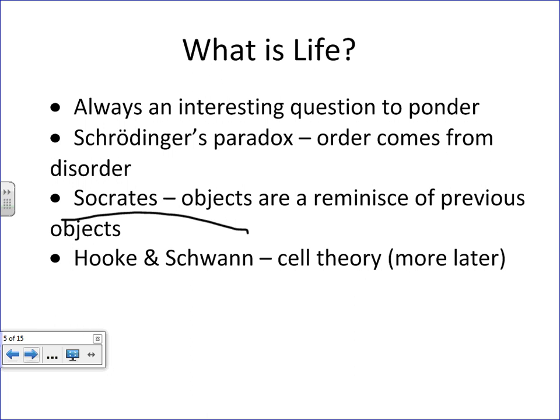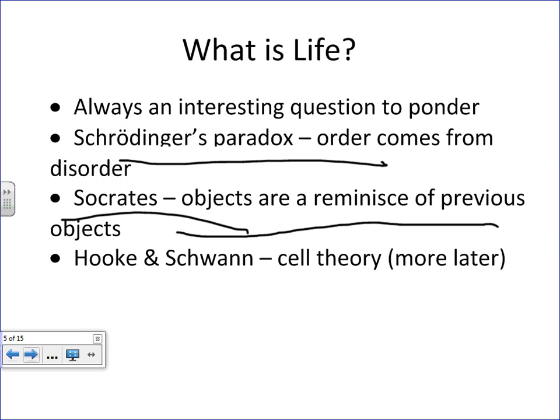When he uses the cave analogy, and again, this is a very watered down version of this, he talked about how we're just reminiscence, we're shadows of former objects. I don't really want to go too in depth with that, but there's the philosophical view. You can also look at this from a science standpoint. Obviously, this is a science class. Schrodinger's paradox: order comes from disorder.